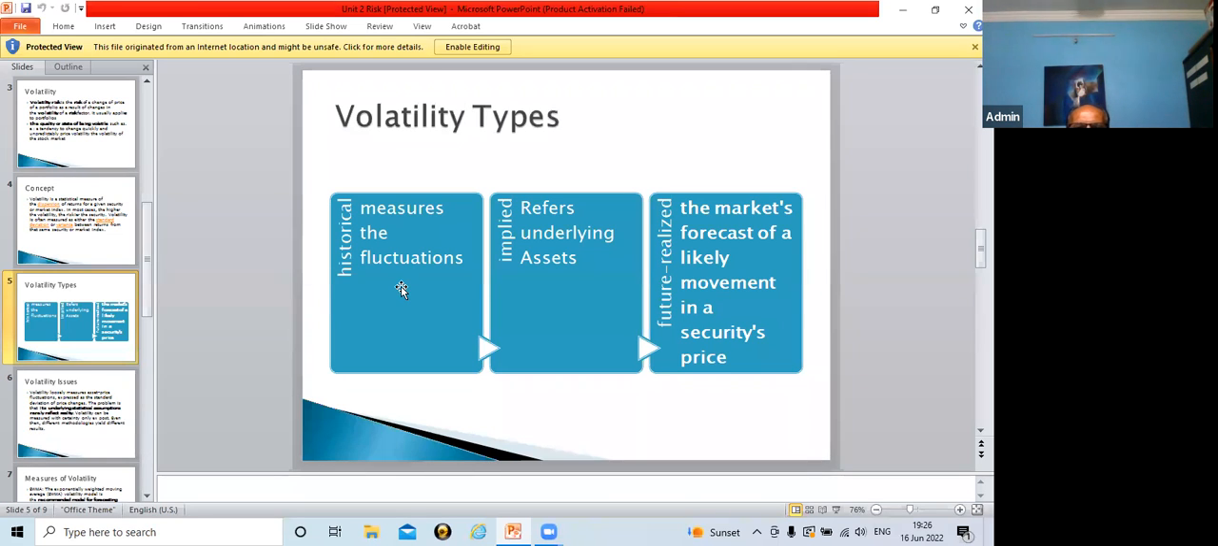For example, if you are calculating the dollar to rupee rate every day, suppose today $1 means 78 rupees. Last month it was 70 rupees to $1. So between last month and this month the difference is 8 rupees. That fluctuation will be indicated, and that is known as historical.